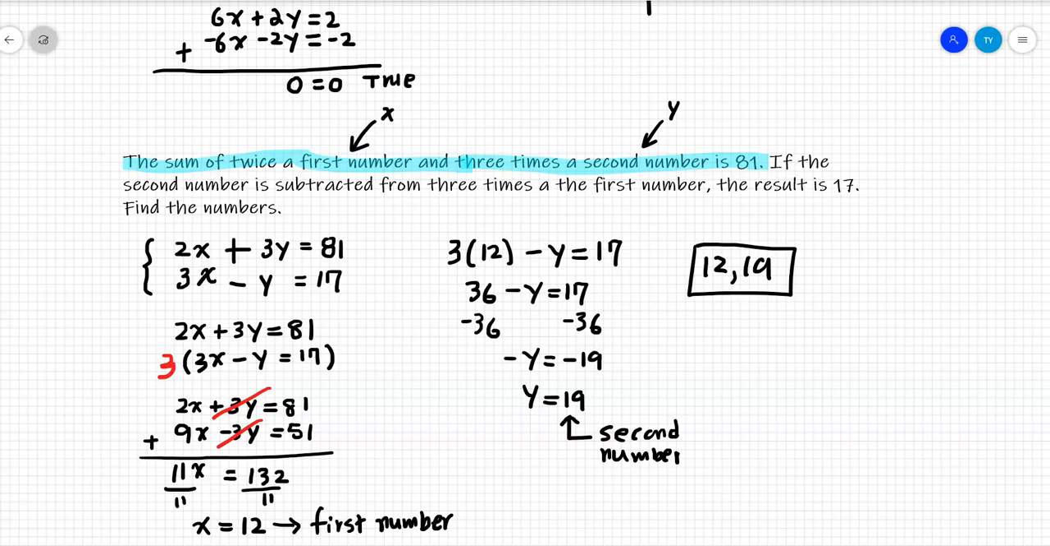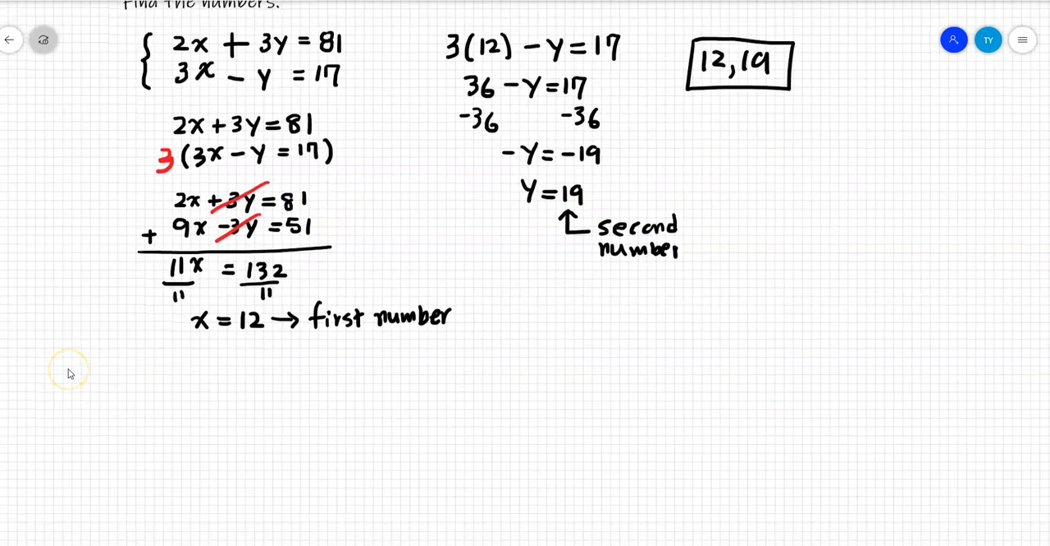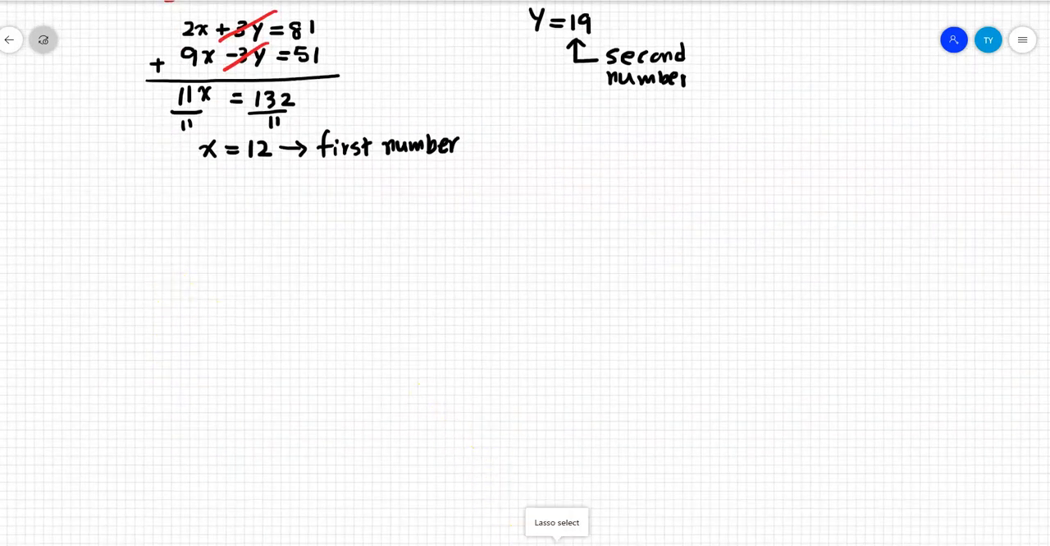So you guys need to understand how to translate the given situation into systems of linear equations. Now let me give you the next one, which is a mixing problem. I'm going to show you here. So the second problem, I'm going to type it here.